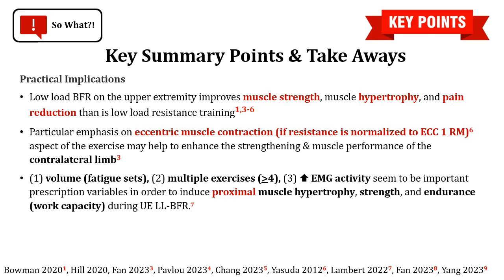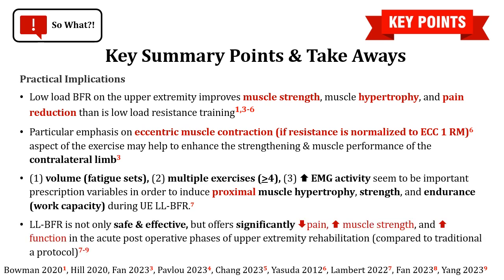Multiple exercises, greater than 4 in particular, show to be beneficial. We saw with the Lambert 2021 article that high boluses of 4 exercises with the fatiguing sets and progressive incremental improvement or increases in resistance help to increase the muscle activation, which seems to be an important prescriptive variable in order to induce proximal muscle hypertrophy, strength, and endurance, and thus the work capacity of the upper extremity in the presence of low load resistance training BFR.